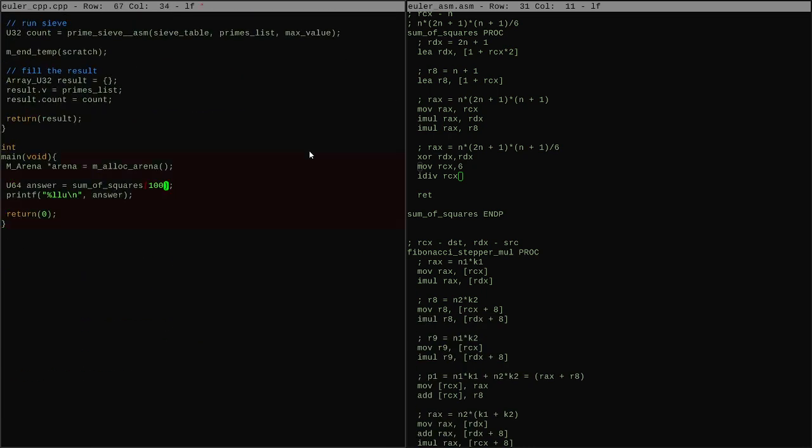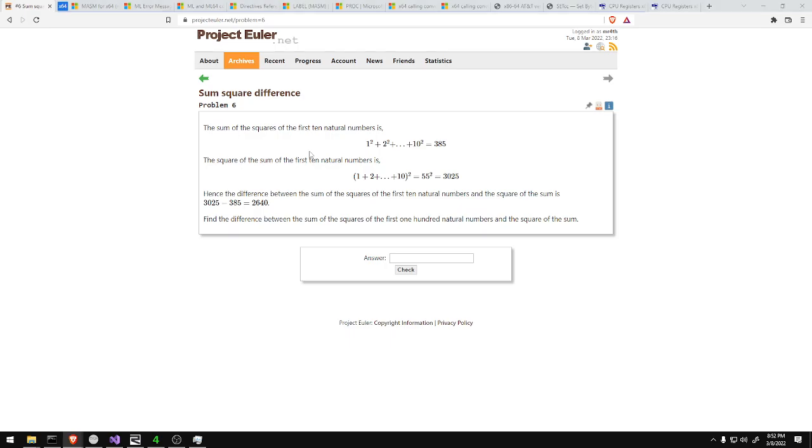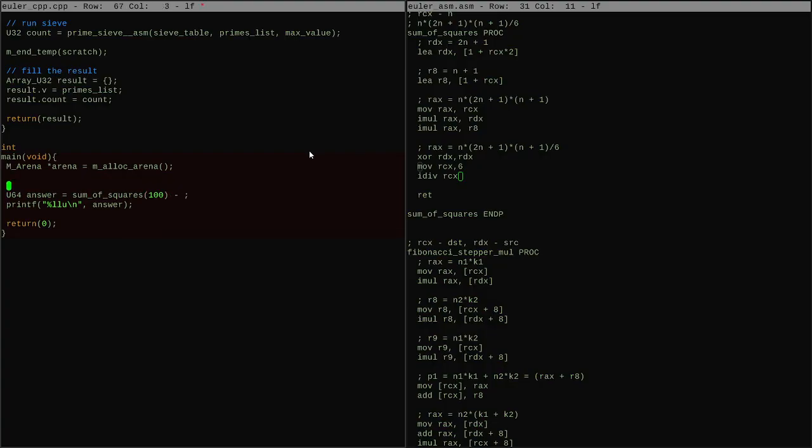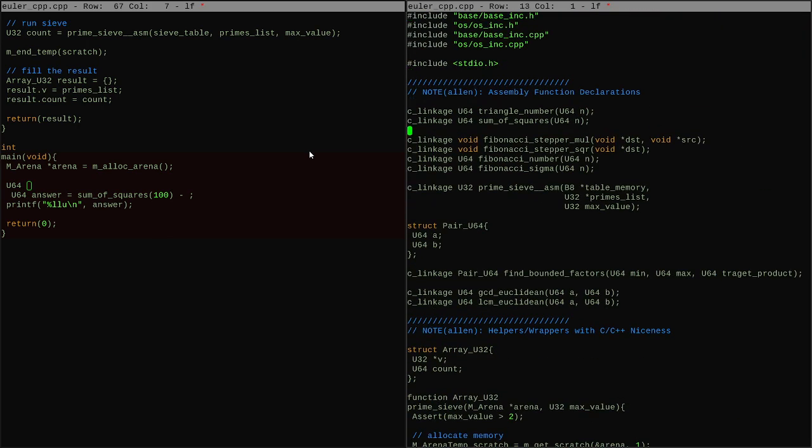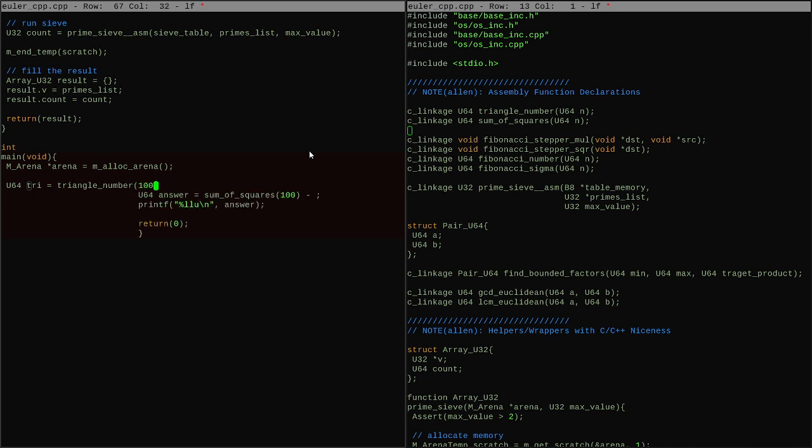So now we'll just, did it say 100? Yeah, 100 minus. We'll just do this in C because it's honestly very uninteresting assembly code at this point. So we're taking the triangle number of 100, and the triangle number squared minus the sum of squares should be our answer.